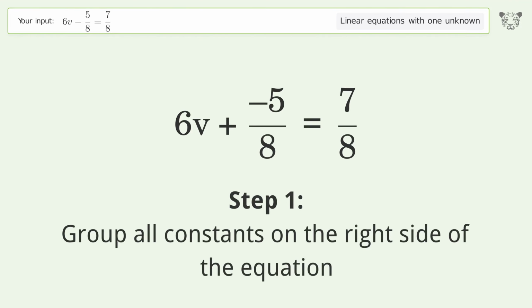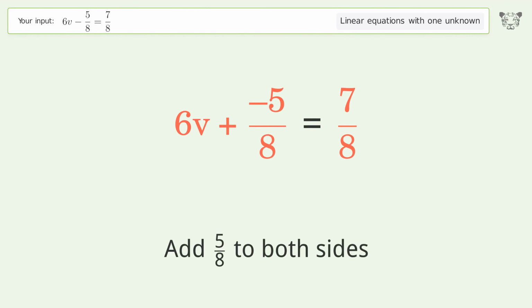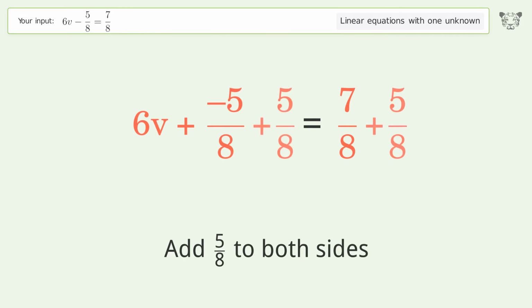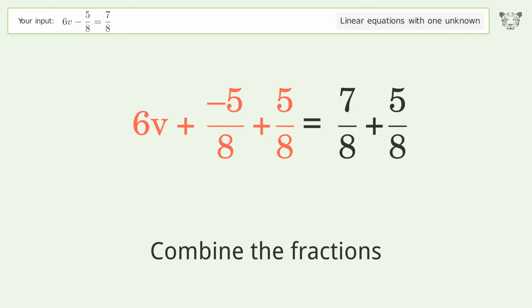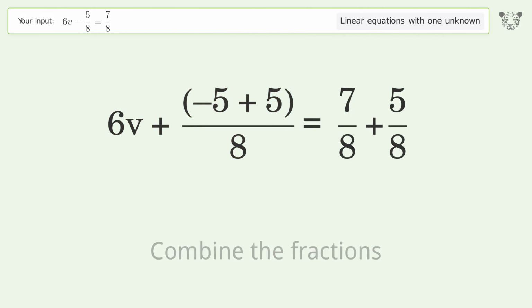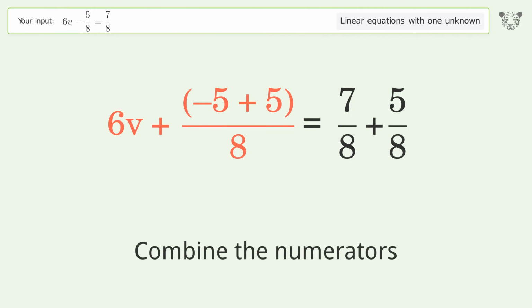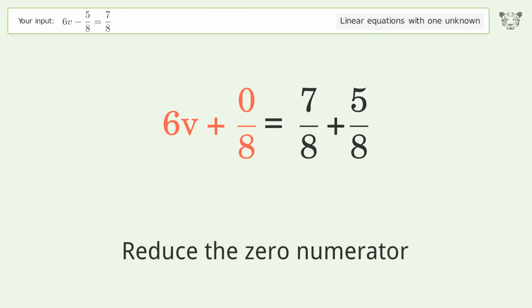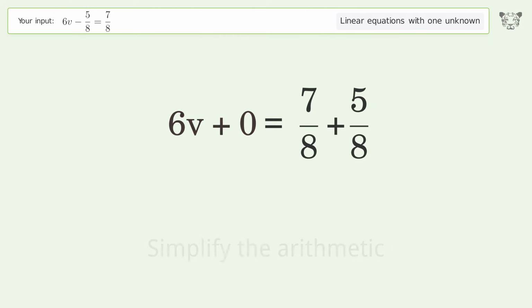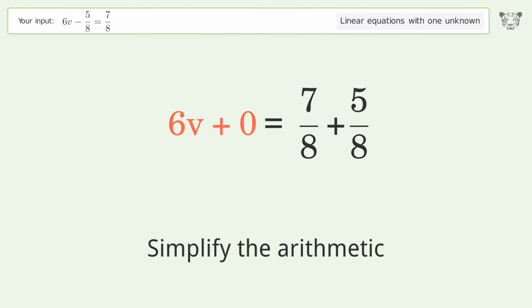Group all constants on the right side of the equation. Add 5 over 8 to both sides. Combine the fractions. Combine the numerators. Reduce the zero numerator. Simplify the arithmetic.